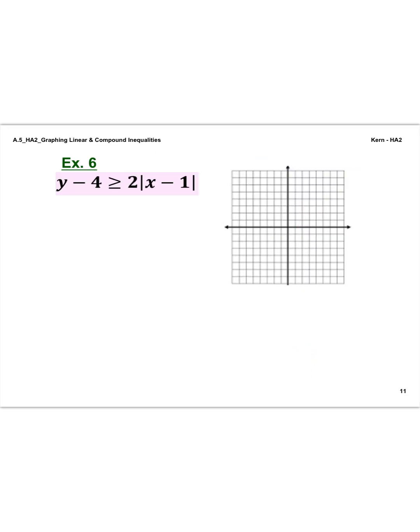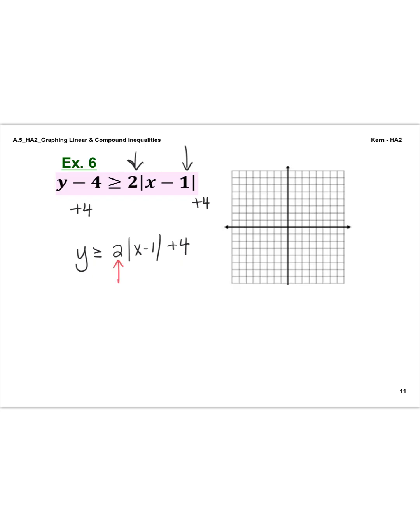All right, this one's a little trickier. We're gonna start by isolating the y. Oh, I don't want it that way. So we'll do +4 on both sides. Don't add the 4 to this one. Don't add it to the 2. It just goes on the outside, like so. Okay, now we have to figure out how we're actually going to graph this.